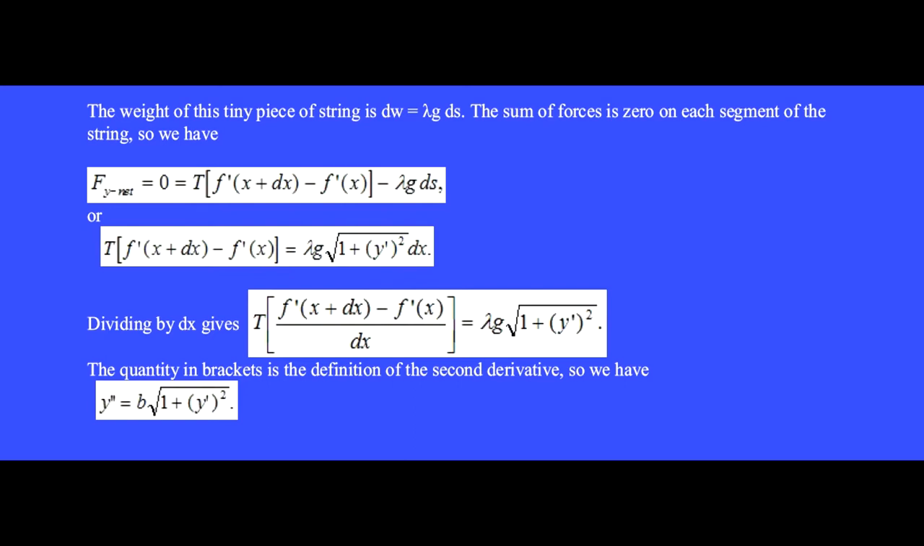The weight of this tiny piece of string is dw equals lambda g ds. The sum of the vertical forces is zero in each segment of the string, so we have Fy net equals zero equals tension T multiplied by f prime at x plus dx minus f prime at x, minus lambda g ds. Substituting in ds and dividing by dx gives T times f prime at x plus dx minus f prime at x, divided by dx, equals lambda g times the square root of 1 plus y prime squared. On the left, the quantity in brackets is the definition of the second derivative. So we have y double prime equals b times the square root of 1 plus y prime squared, where the constant b equals the linear mass density multiplied by the acceleration due to gravity divided by the magnitude of the tension T.